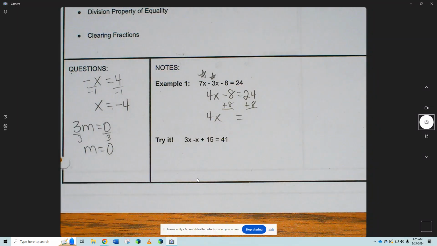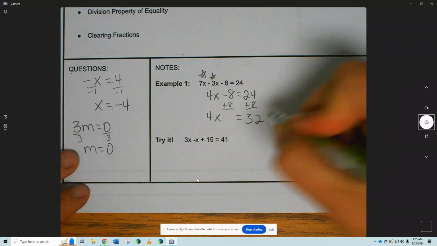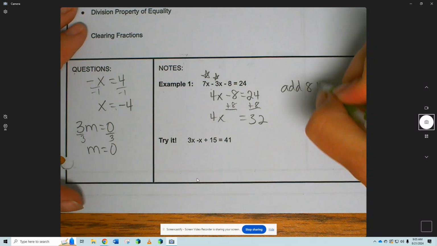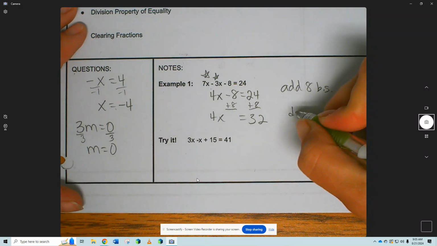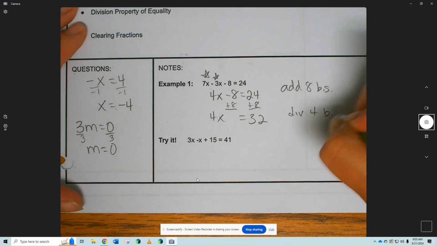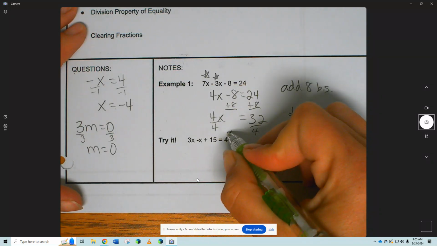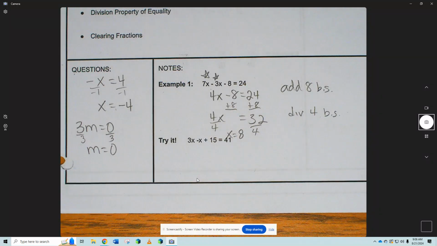4x equals 32. So let's see, add 8 both sides, divide by 4 both sides. X equals 8. I ran out of space. Good. Don't just do it to one side. Do not.